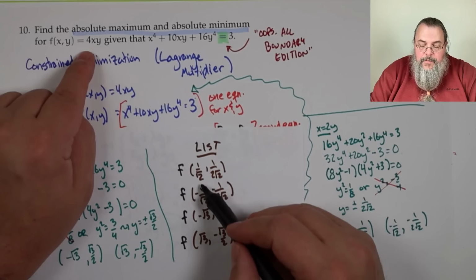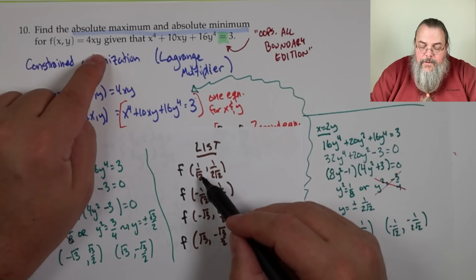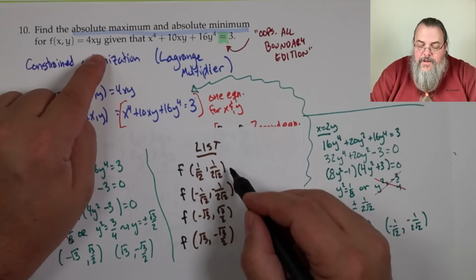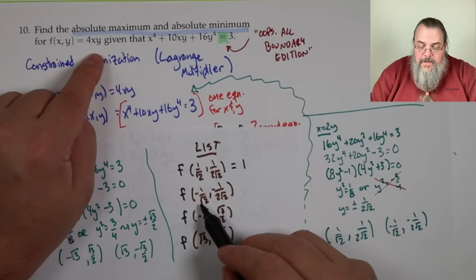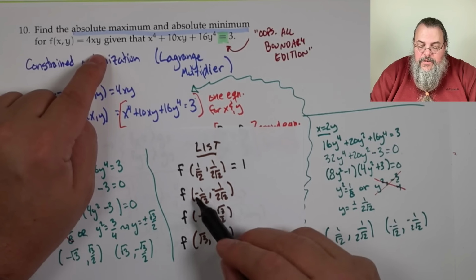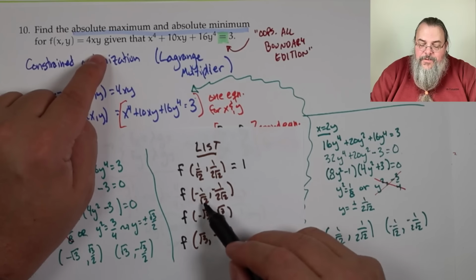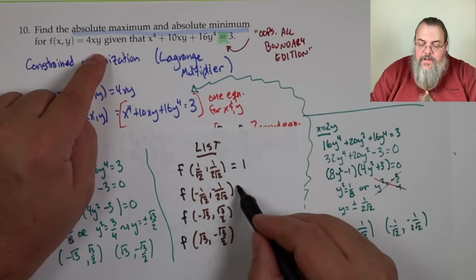So if I take 4 times 1 over root 2 times 1 over 2 root 2, what happens? Well, I'm going to get 4 times a fourth. So this is 1. Here, 4 times minus 1 over root 2 times minus 1 over 2 root 2. The 2 minuses cancel. The root 2 times the root 2 gives us a 2. There's already a 2. So again, 4 times a fourth is 1.